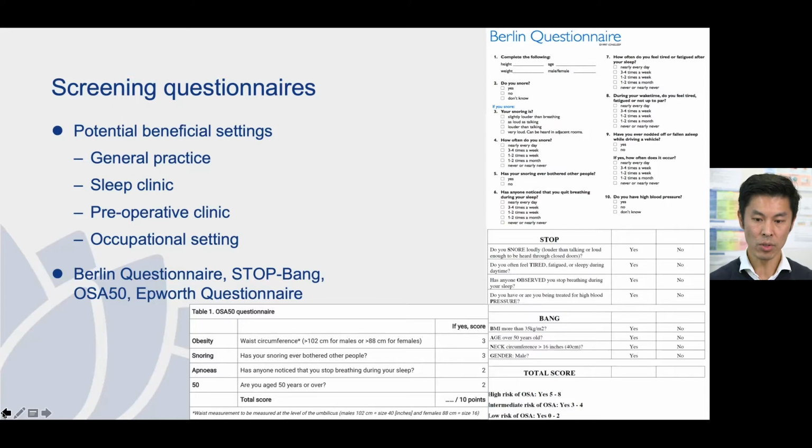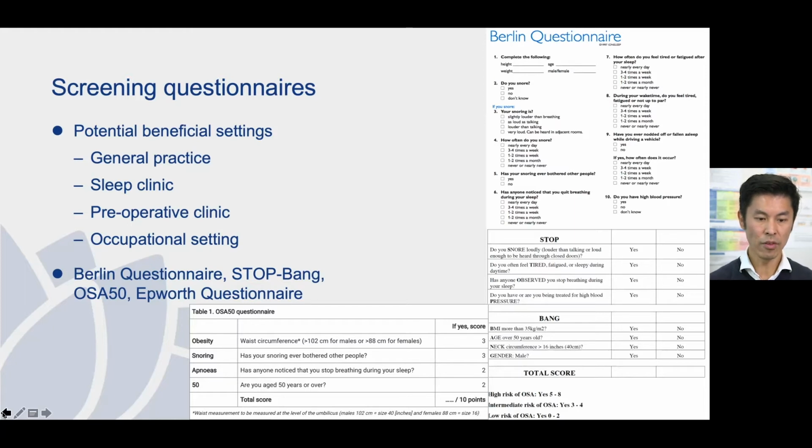The STOP-Bang score on the bottom right is also designed in the primary care and sleep clinic setting to look at symptoms together with the characteristics of the patients. That categorizes into either high risk, intermediate risk, or low risk.